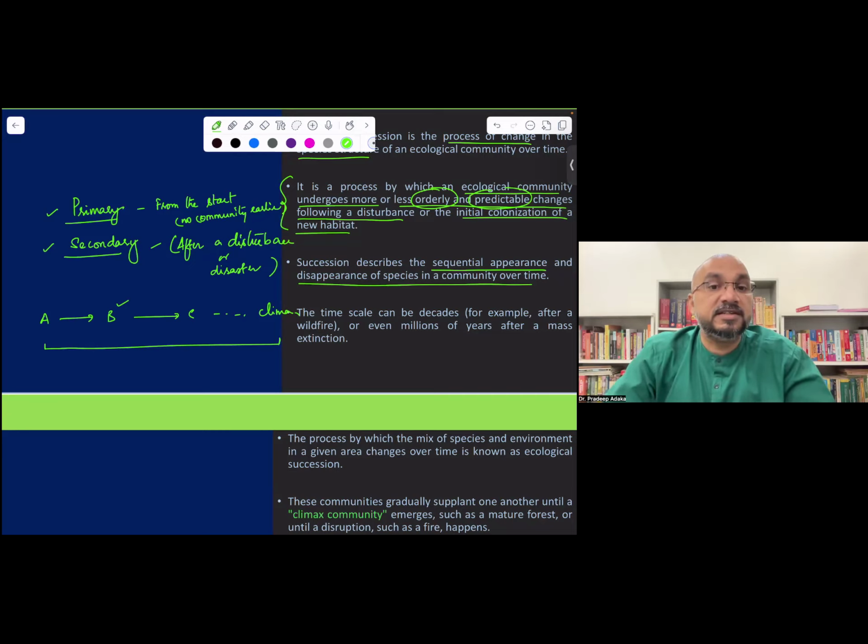Only then is it called succession. So sequentially they are replaced. One species is replaced by another species. The time scale can be decades.